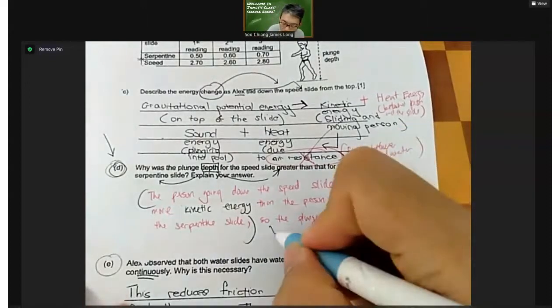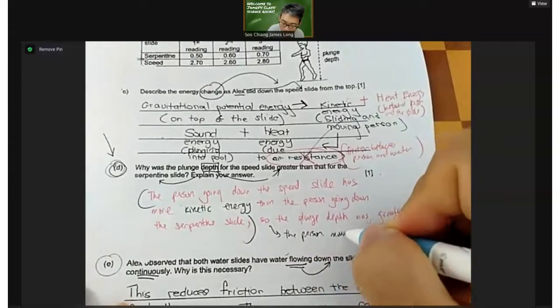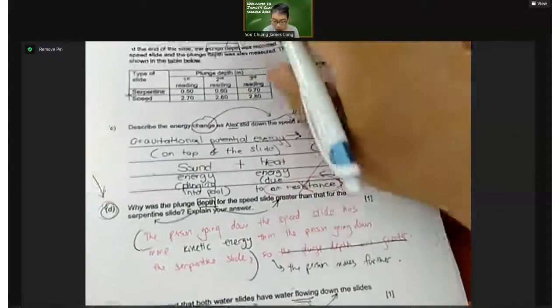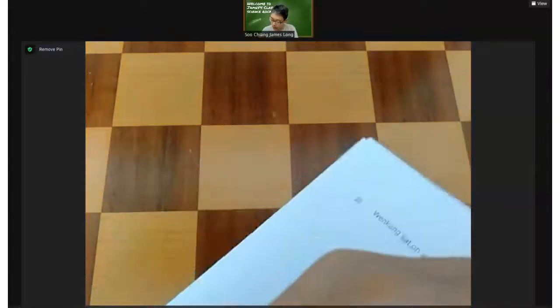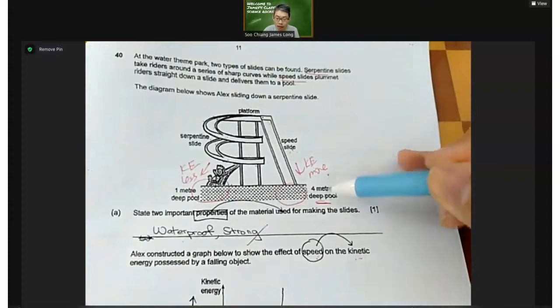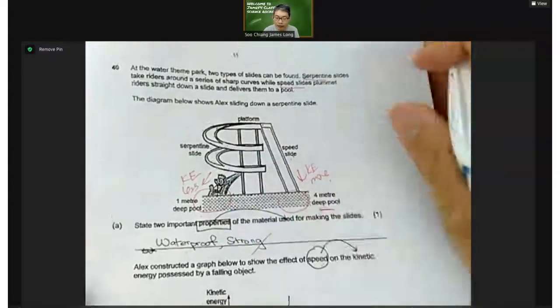So all you can say is the person moves further. Remember I said so early on. This part here, there's more KE. Therefore, it goes further. Less KE, it doesn't go as far.